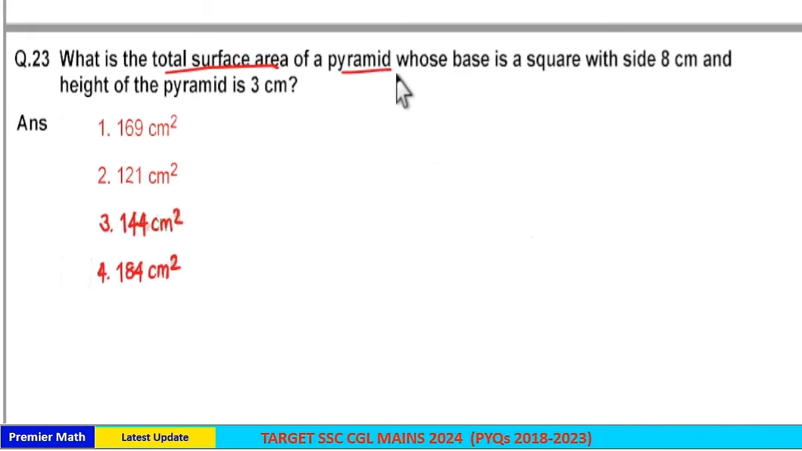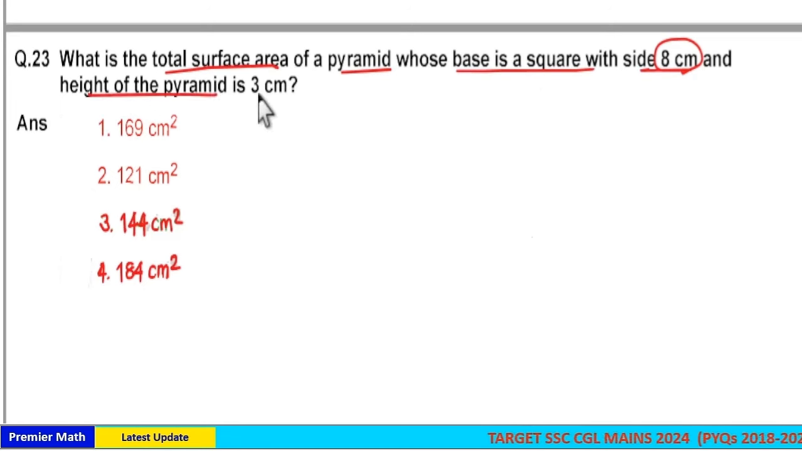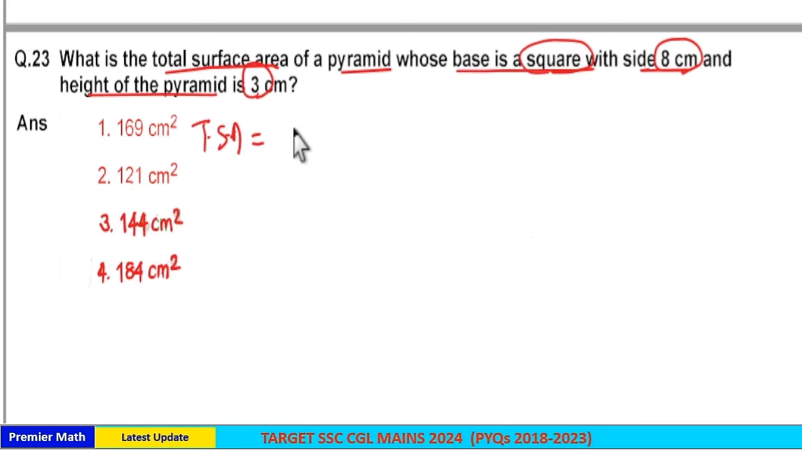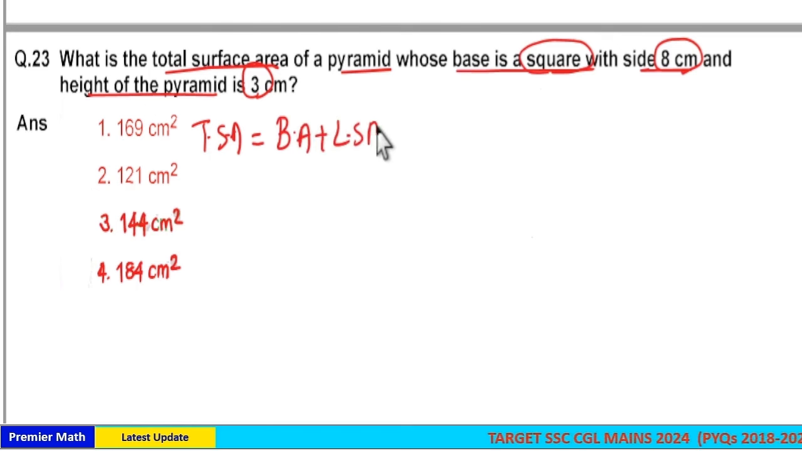What is the total surface area of a pyramid whose base is a square with side 8 cm and the height of the pyramid is 3 cm? Here, total surface area of a square pyramid: the base is a square, so it means base area plus lateral surface area. Lateral surface area of this square pyramid means there are 4 triangles on the lateral side of this pyramid. Now don't confuse the height of the pyramid with the height of the triangle.